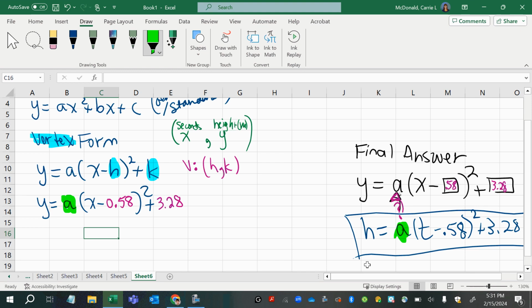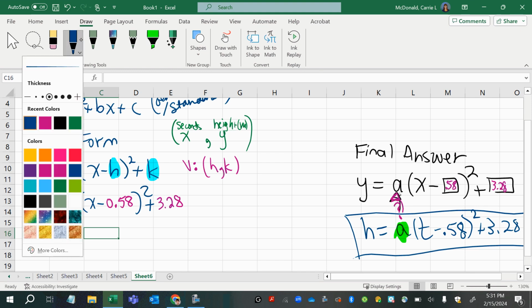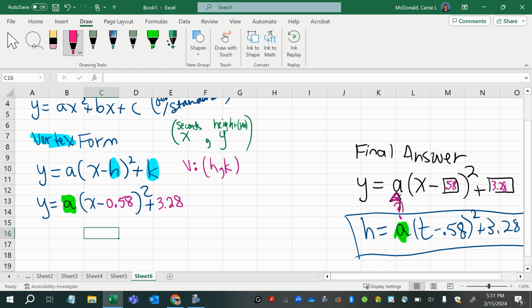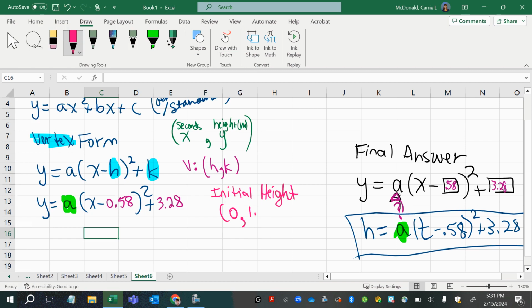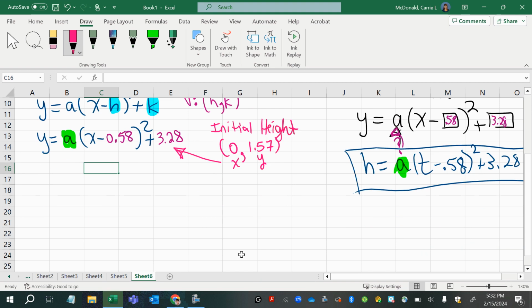So we have the initial height. I'm going to write that down. Initial height was given. At 0 seconds, we had a height of 1.57 meters. Okay, so we can use that as x and y in this formula, and then we'll be able to solve for a.